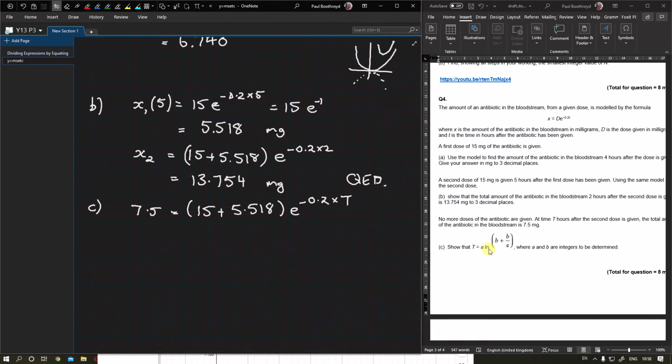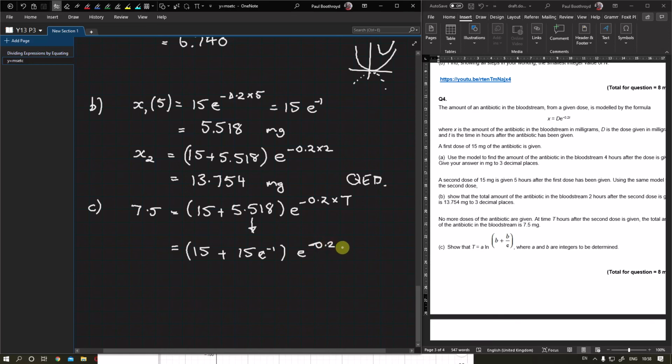Now we need to rearrange it into a form where we can do the logs and get the t. But notice there's a funny thing going on inside this expression. So what we needed to think about is, first of all, that e there is one of these e's. And then what we can do is take this 15e to the minus 1 and replace it in that expression. So we've got 15 plus 15e to the minus 1. That puts my e in the denominator. e to the minus 0.2t.